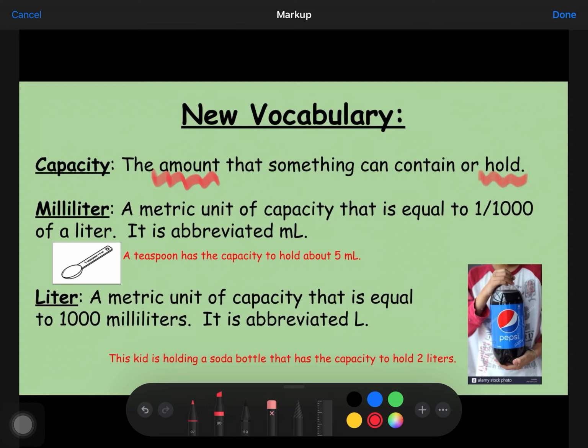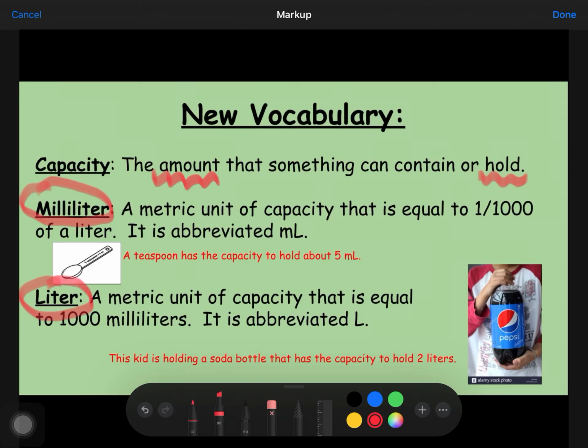Think about that when you're in your kitchen later on and you're pouring yourself a glass of water. What is the amount that your glass can hold? We're talking about liquids when we're talking about capacity. There are two ways that we are going to measure capacity this week. We are going to use milliliters and we're going to use liters, okay?